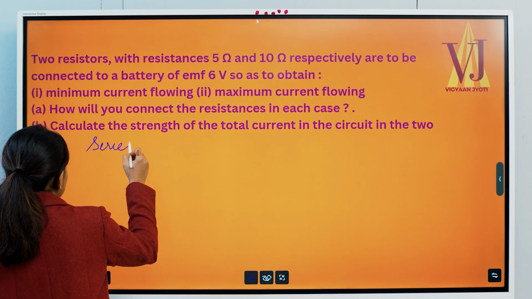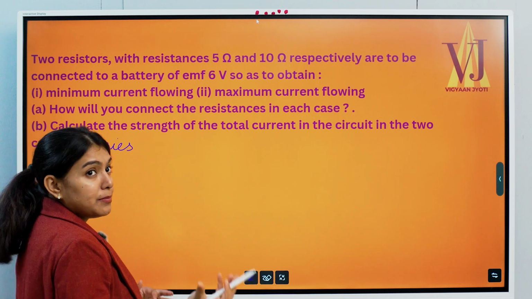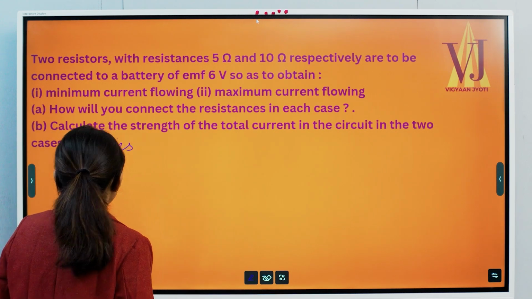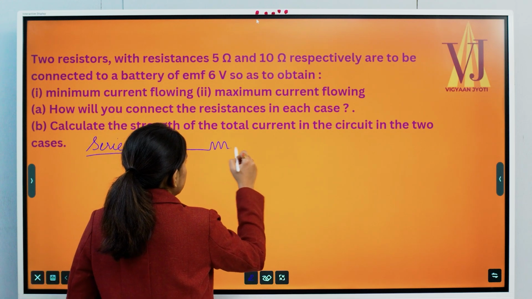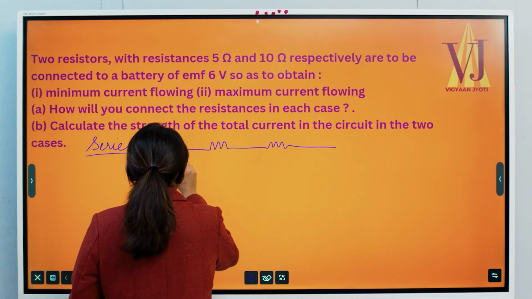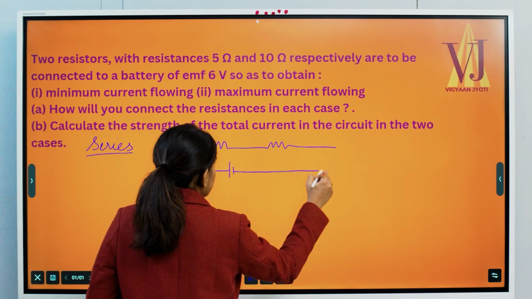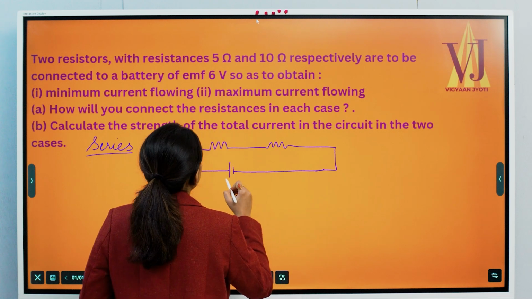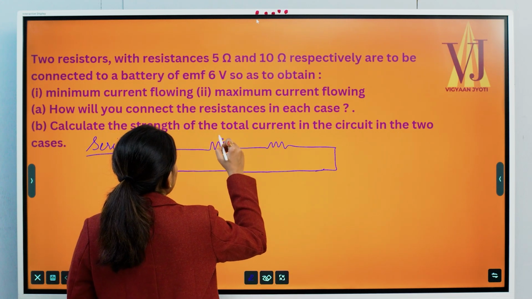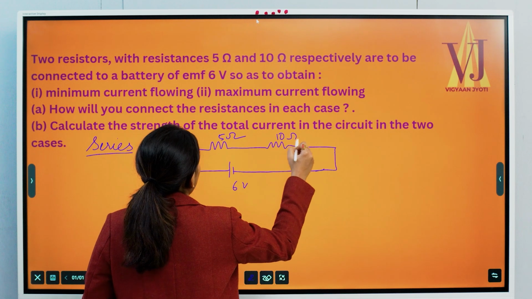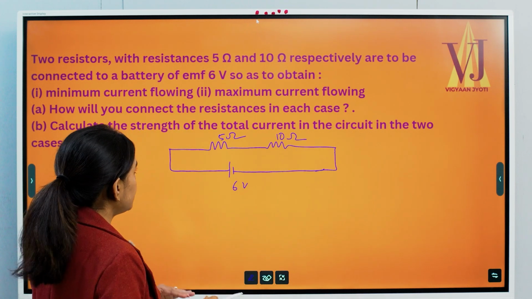We will not judge now who is going to get minimum current and who is going to get maximum current. So let's talk about series first. If we draw the series, let me first draw the circuit diagram. The voltage here is 6 volt, and two resistors, that is 5 ohm and 10 ohm, clear? 6 volt, this is what we have.